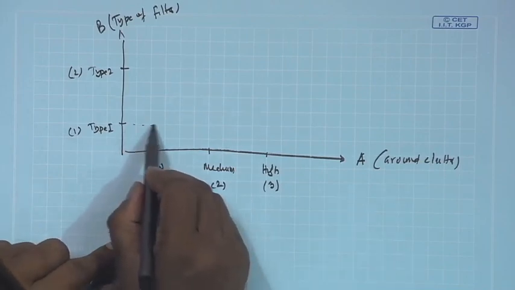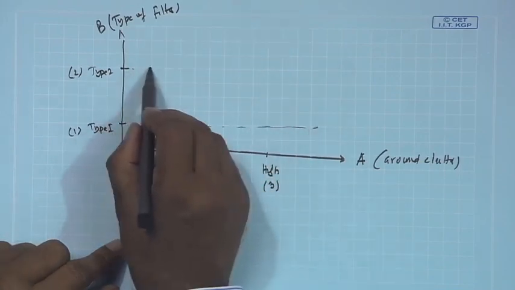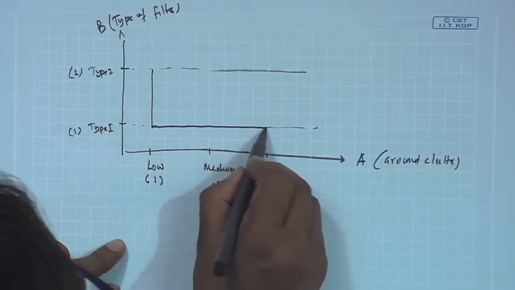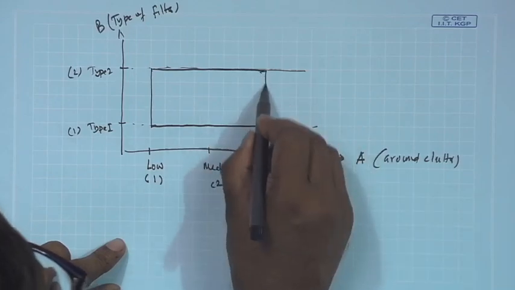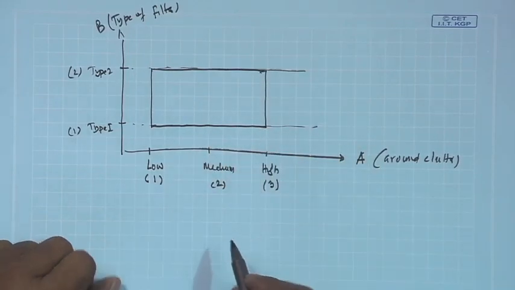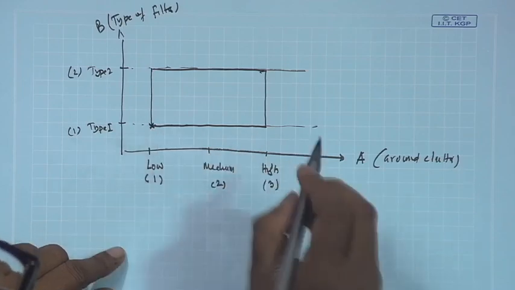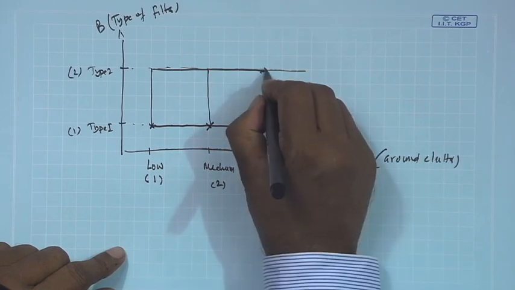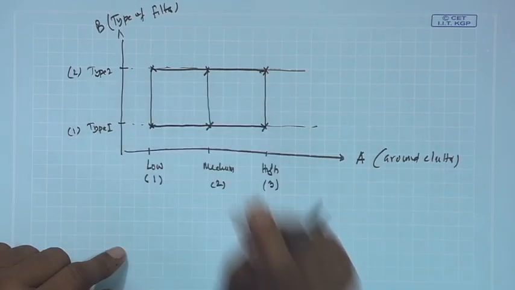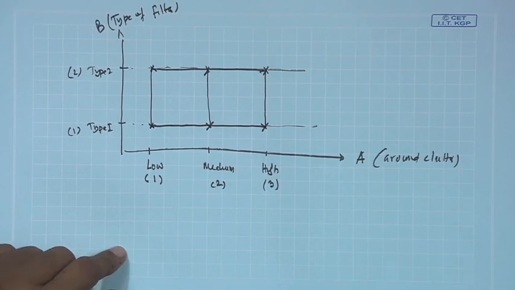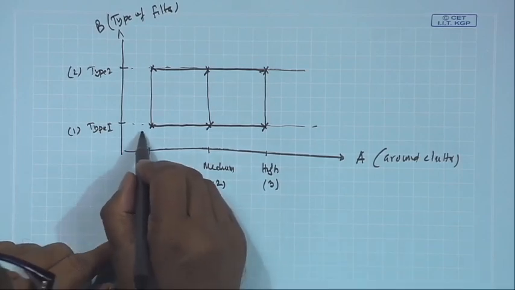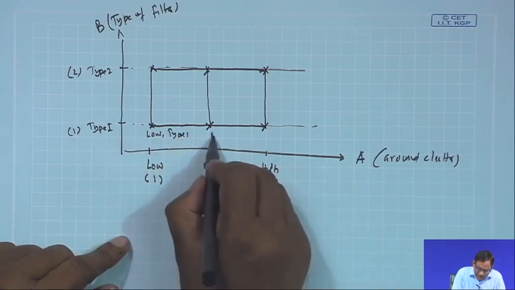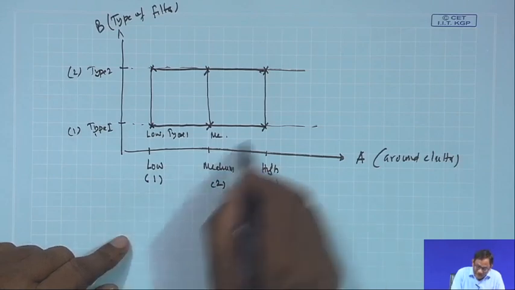So, how many experimental settings do you have? You have 6 experimental settings or treatment combinations. This is one, this one is another one, and so on. So, here low and type 1, here medium and type 1, like this.